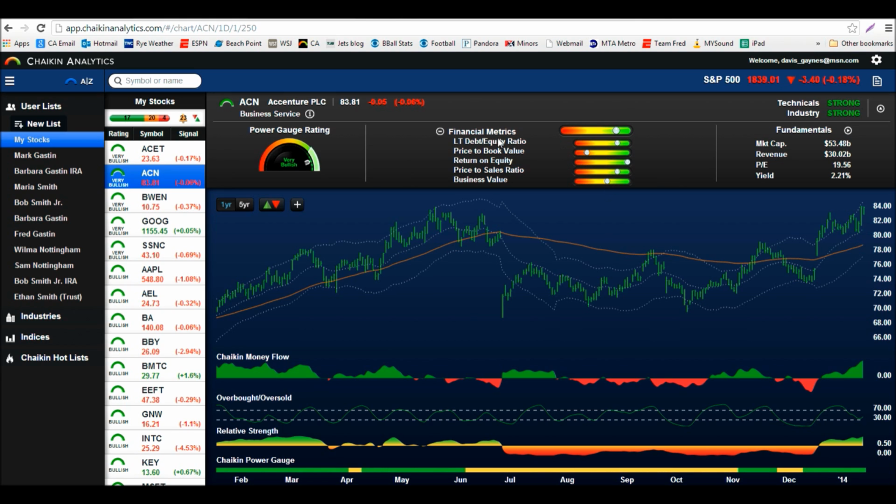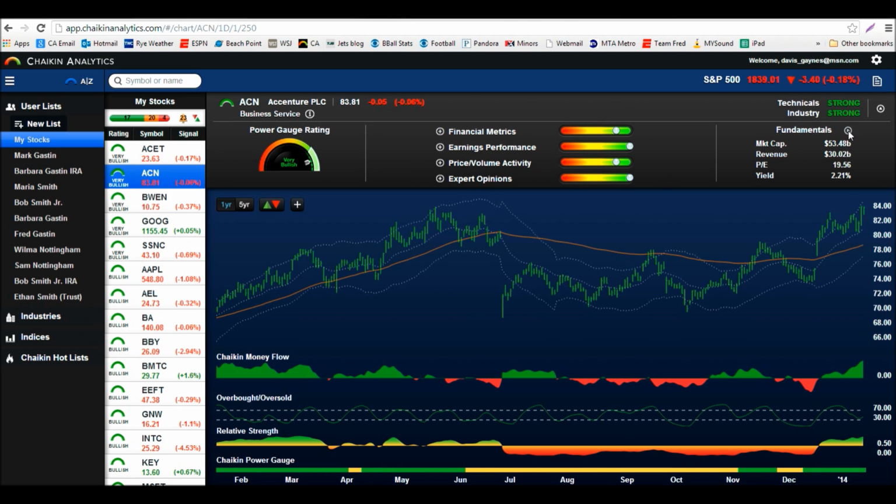The factors also are relative, so when you look at something like long-term debt-equity ratio, we're looking at, in Accenture's case, stocks that are similar in business services. We wouldn't be looking at a big manufacturing company, for example, which would have a different expected long-term debt-to-equity ratio in terms of what would be seen as good or bad.